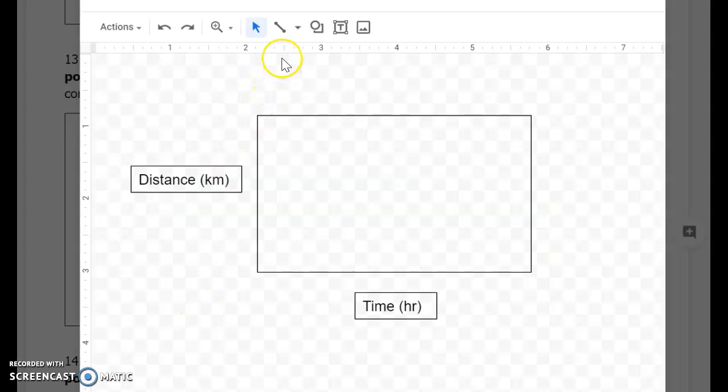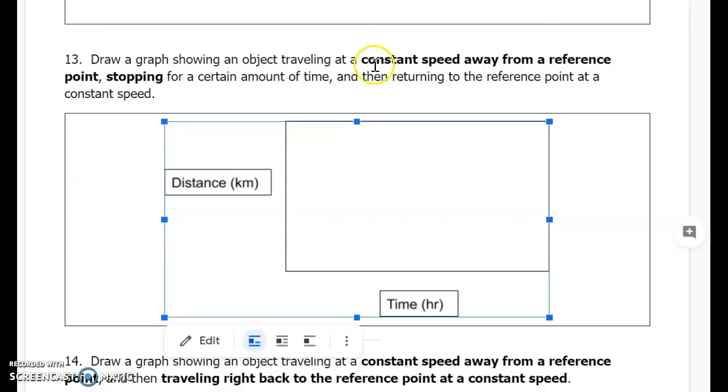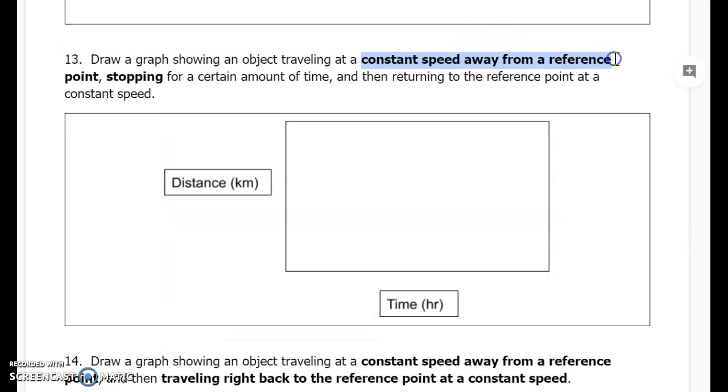You do not need to write down each distance, just give us a generalization. If you click on the edit button, a good way to get started with this graph is to click on the line, and then you can click and drag to where you want it. It doesn't matter how steep these lines are, as long as you're showing us that it is traveling at a constant speed away from a reference point, stopping, and then returning back.